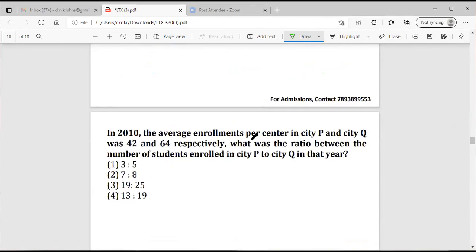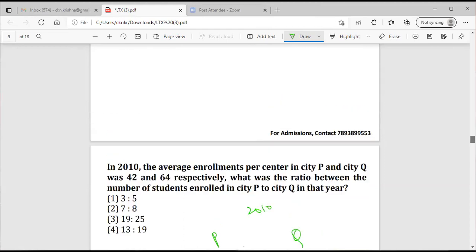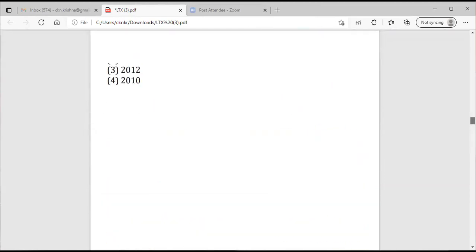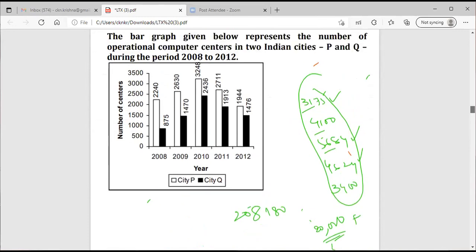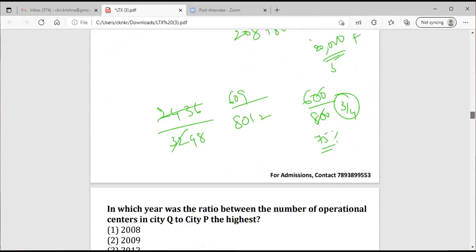In 2010, the average enrollments in city P and city Q were 42 and 64. In 2010, city P and city Q average enrollments are 64. Then what is the ratio between the number of students enrolled in P and Q? First of all, in 2010, P and Q, let me get a number. In 2010, 32, 48, 24, 36.